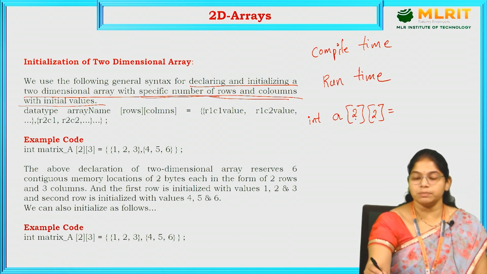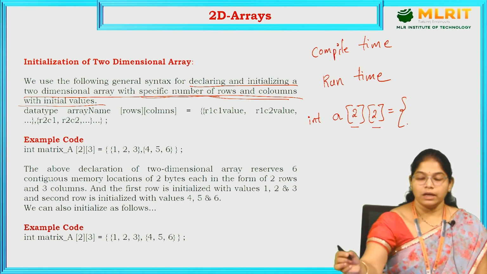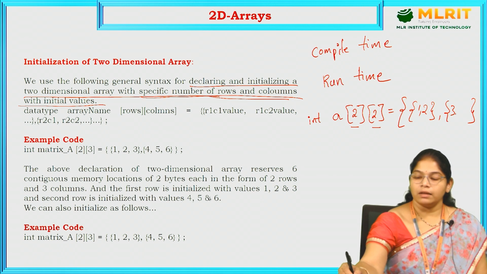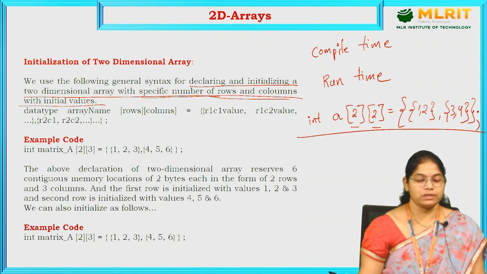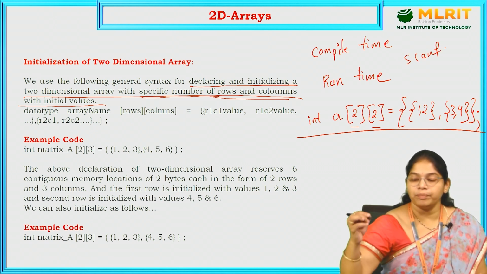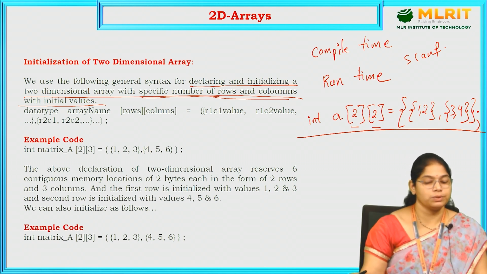In compile time initialization, I specified this 2D array contains 2 rows and 2 columns with initial values. So it can take 4 values, 1, 2, 3, 4. This comes under compile time initialization. For runtime initialization, we use scanf statements to read the input which is provided by the user.